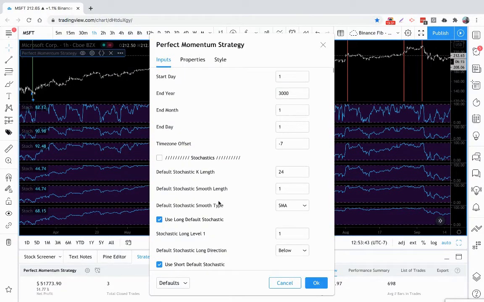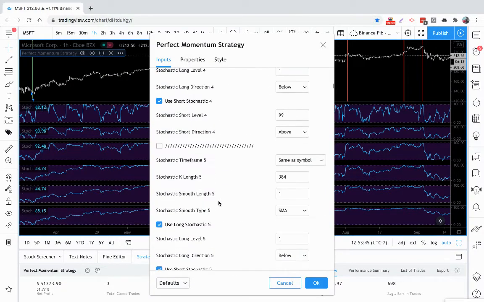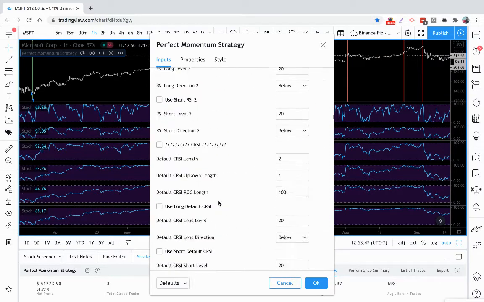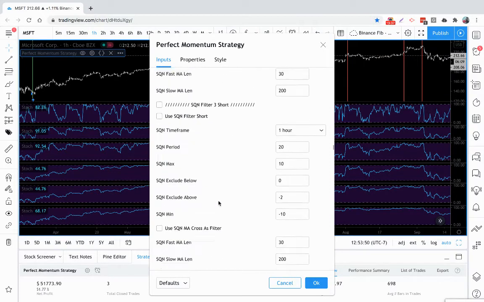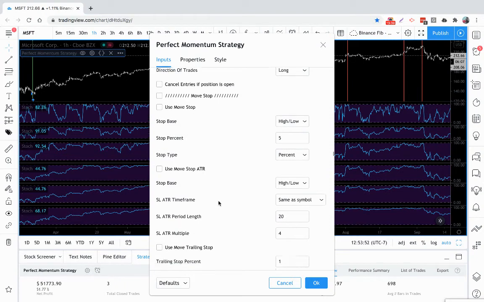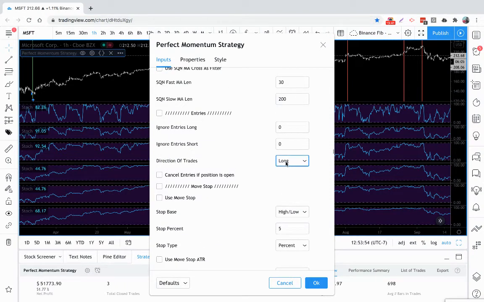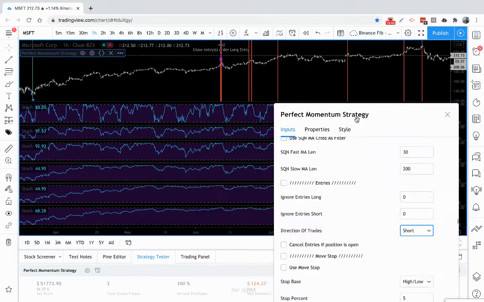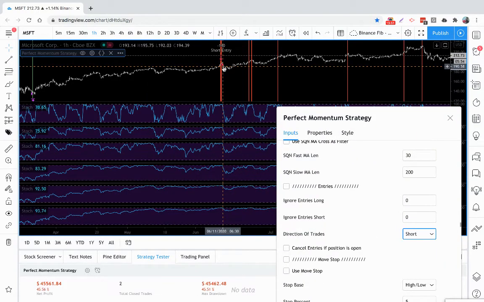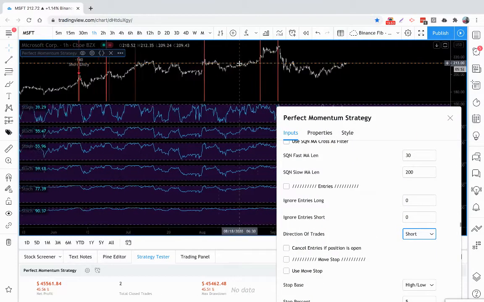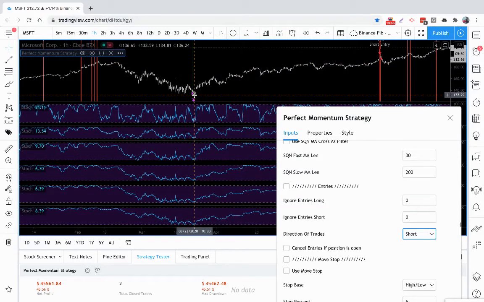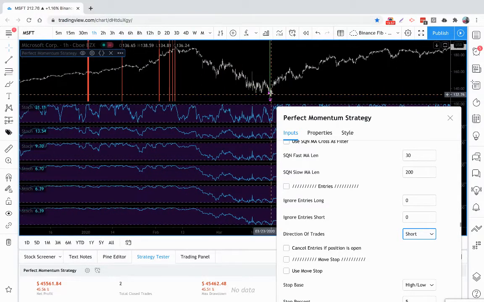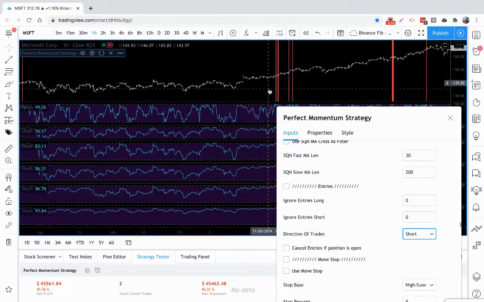Now that's for a long entry system. If you want to, here's what you can also do. We're going to go to our trade directions. And if you want to take a short system, I wouldn't do that on Microsoft right now, but if you wanted to, for example, you could. So now, every time we have these conditions here, it's going to short. And when we have a condition like this, it will close the short.